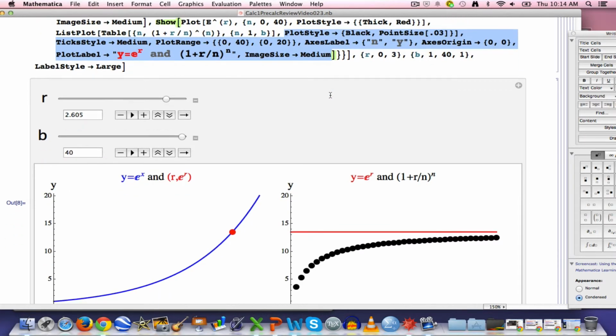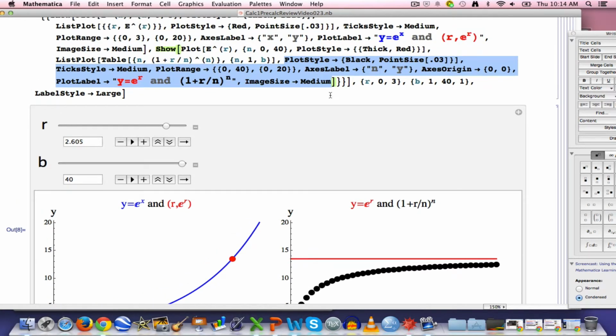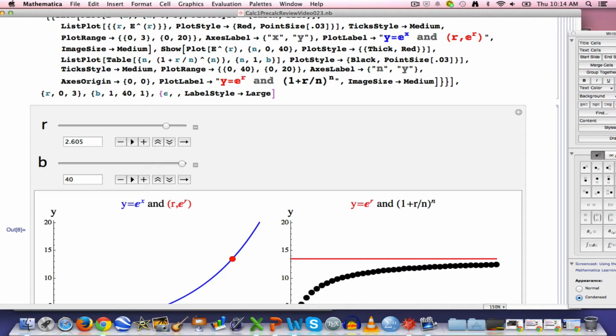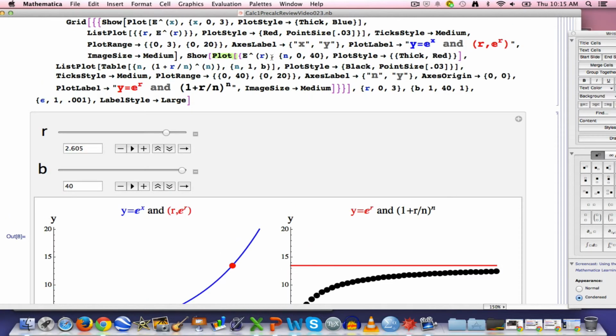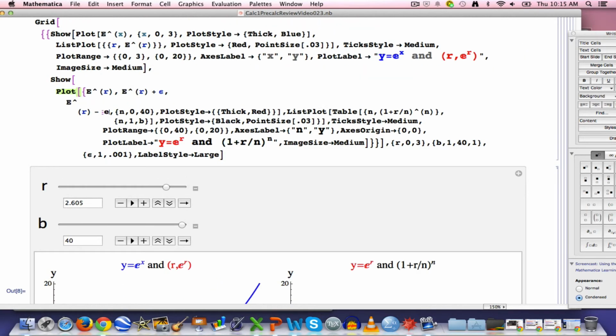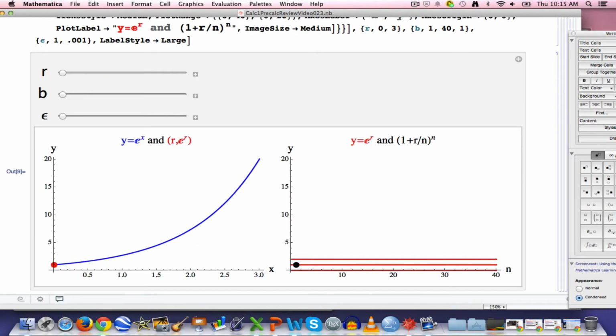All right. To end the video here, I want to add a little bit to this. I want to add another animation parameter. I'm going to call it epsilon. It's a Greek letter. It looks like an E. Here it is. Funny looking E. Call it epsilon. It's going to start at 1 and go down towards 0. What am I going to do with it? How is it going to play in the animation? I'm going to make horizontal lines, not just at y equals e to the r, but also at y equals e to the r plus epsilon and e to the r minus epsilon. So I'm going to create 3 horizontal lines, in fact.